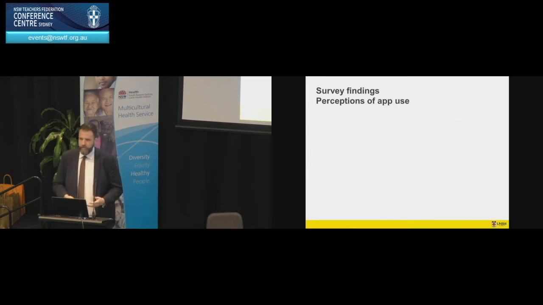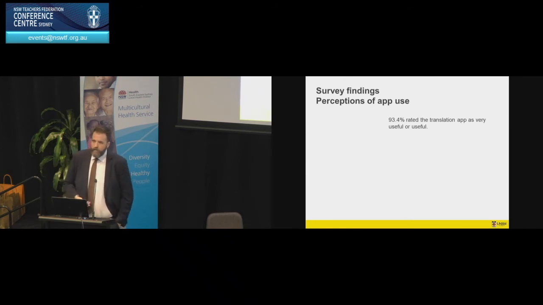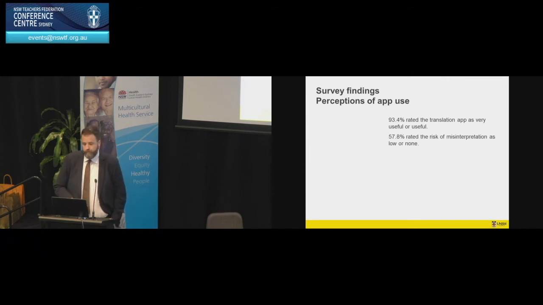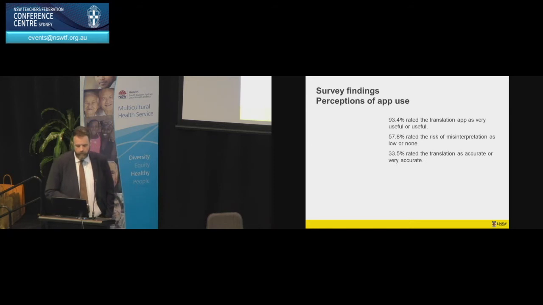In terms of perceptions of app use, 93% rated translation apps as useful or very useful. So they're seen as useful by respondents. 57% said the risk of misinterpretation was low or none. So there's still a significant proportion of people, a majority, who think there is a low risk of misinterpreting. But only around a third rated the translation as accurate or very accurate. So there's some interesting interplay there, I think.